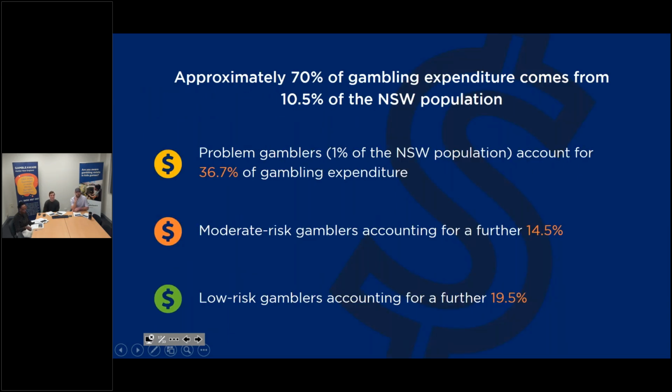And looking at who is losing that money, problem gamblers, which if we remember make up only 1% of the New South Wales population, account for 36.7% of gambling expenditure. Moderate risk gamblers account for 14.5%, and low risk gamblers accounted for 19.5%. So we can see quite a large amount of that money that is being lost to gambling is coming from quite a small section of the New South Wales population.